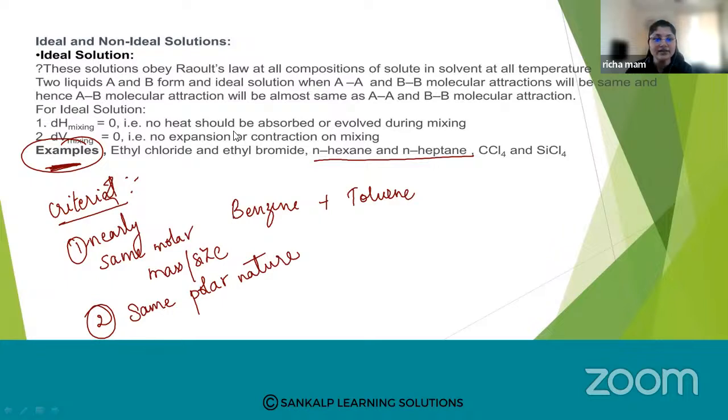Is it clear till here? Yes. So ideal solutions: what are the conditions and what are the examples? We'll see some more examples: n-hexane and n-heptane, benzene and toluene, then ethyl chloride and ethyl bromide, and CCl4 and silicon tetrachloride. So these are the examples of ideal solutions.